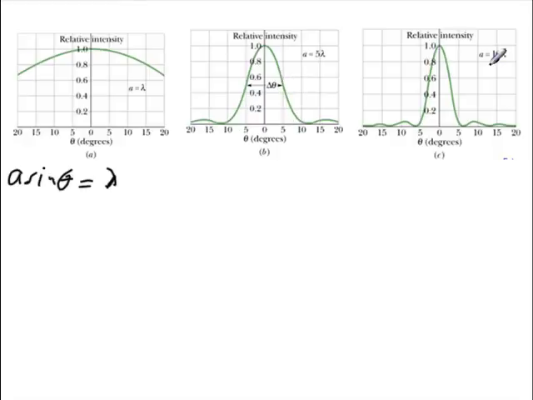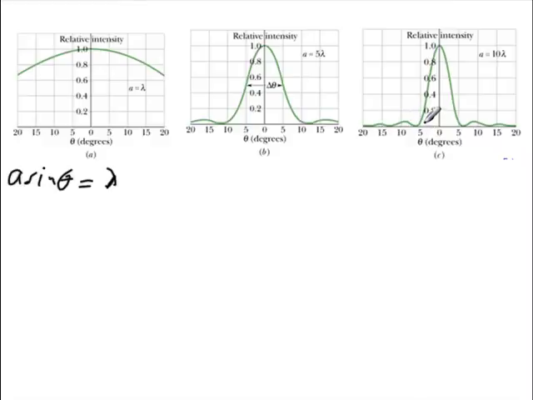If I change so that a sine theta equals 10 lambda, then that first minimum moves up to about half as much as it was for 5 lambda. It's not exactly half as much, because sine theta is not exactly equal to theta, but for small angles it gets close. So it's about half as wide, so I have a much narrower peak, and now I can see 1, 2 maxima, and the beginnings of a third maximum to the side as we get out towards 20 degrees.